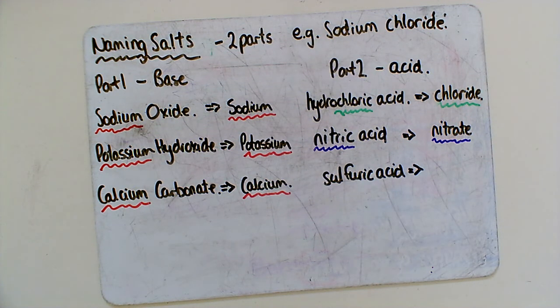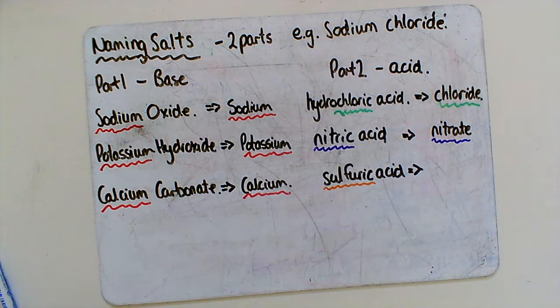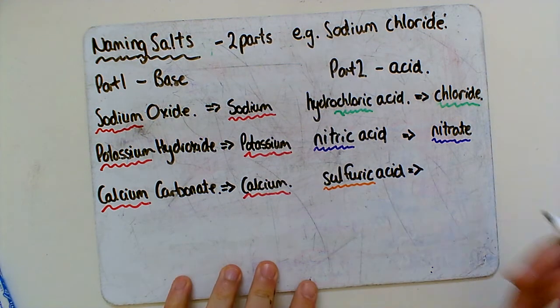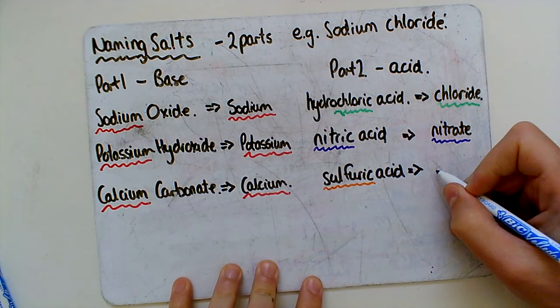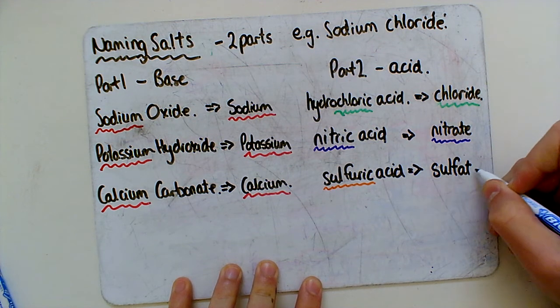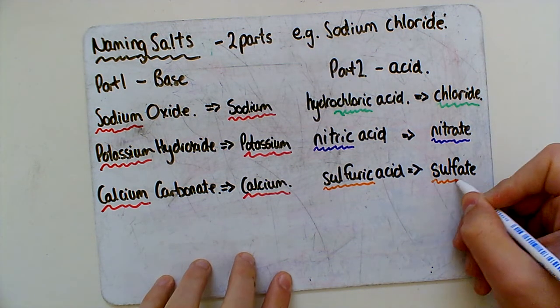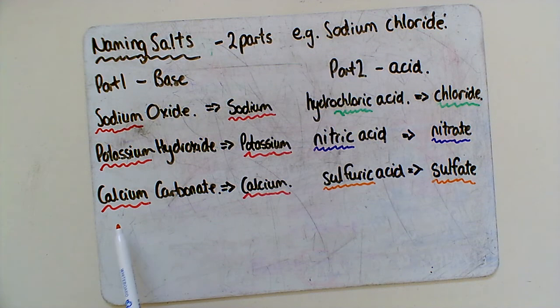And finally, we have sulfuric acid. Now sulfuric acid has got that sulfur in it, and this gives us sulfates. So sulfuric acid, sulfate. So if calcium carbonate reacted with sulfuric acid, the salt would be calcium sulfate.